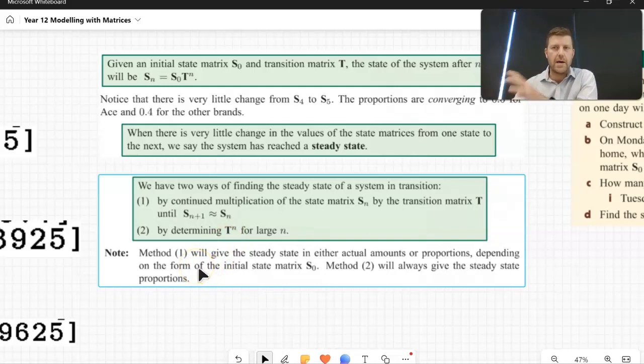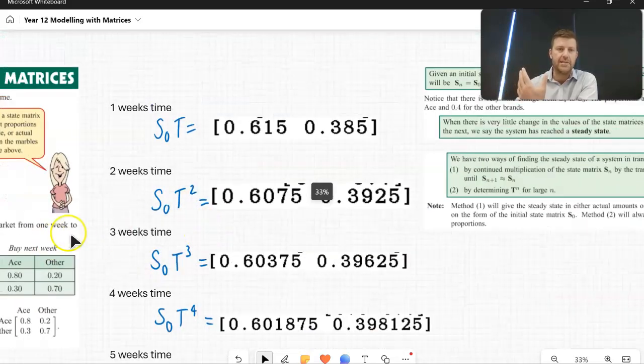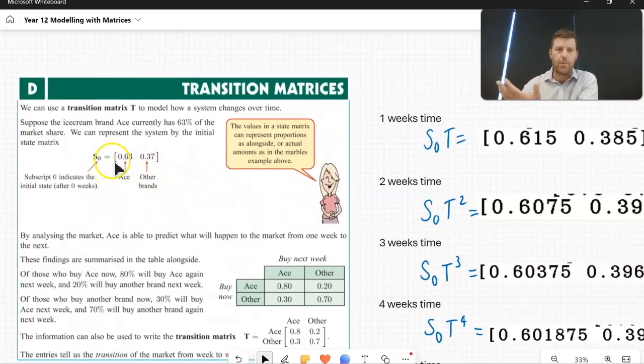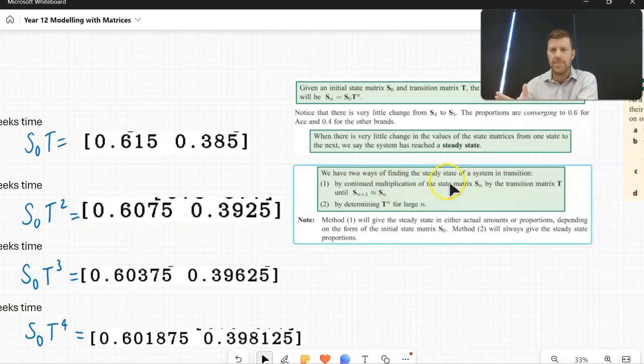Just a couple of things to understand here. If we use the first method, the steady state will either be actual amounts or proportions, depending on what the initial state matrix is giving you. In this case, remember, it is giving us a proportion, but I did go through an example where it was 1,000 people, 630 people buy ACE, 370 people buy other brands. In that case, it would give you an actual number with that continued multiplication, method 1 here.